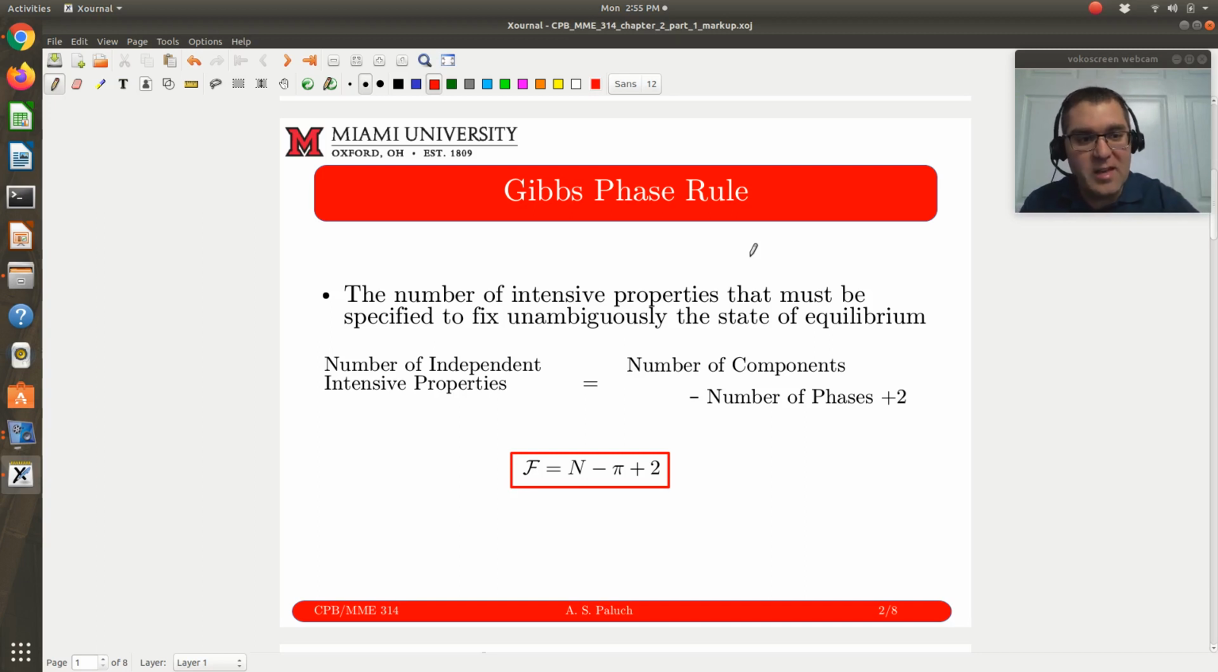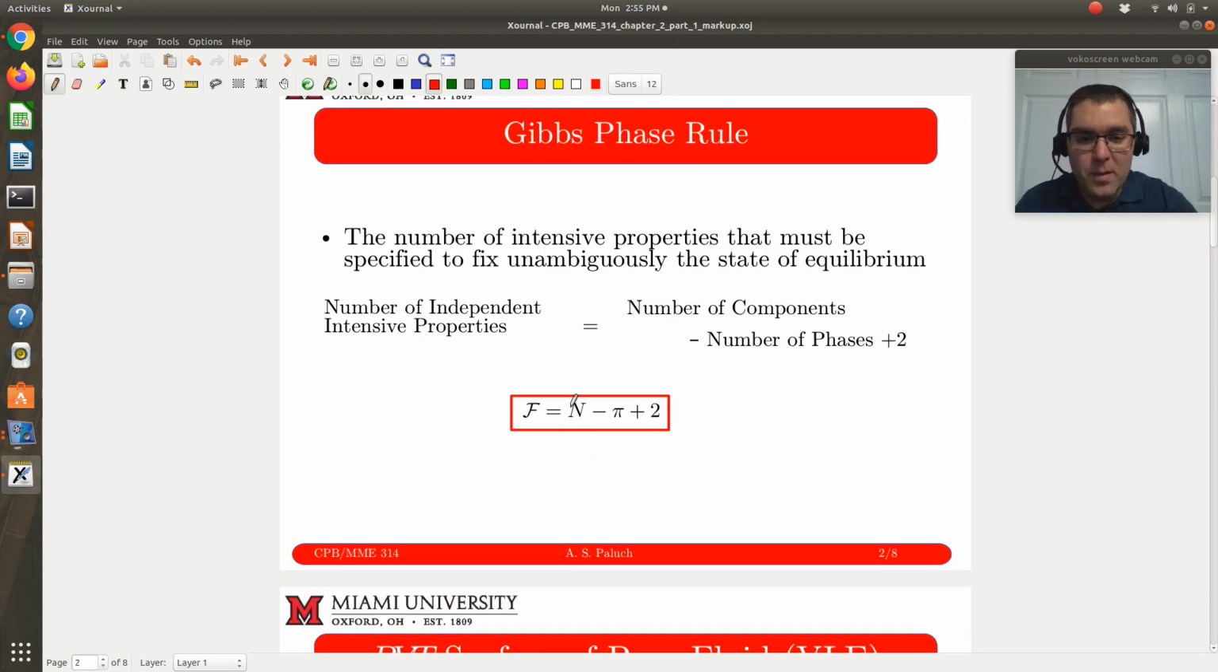But I want to introduce it here because it's a very good reference to have in your head as you work through problems, as you read phase diagrams, as we go to solve problems, just to take inventory as to whether or not we have enough information. The Gibbs phase rule tells us the number of independent intensive properties that need to be specified to fix unambiguously the thermodynamic state of my system.